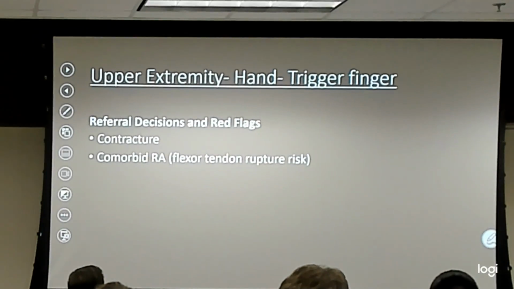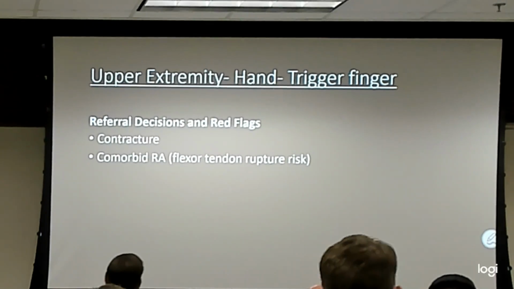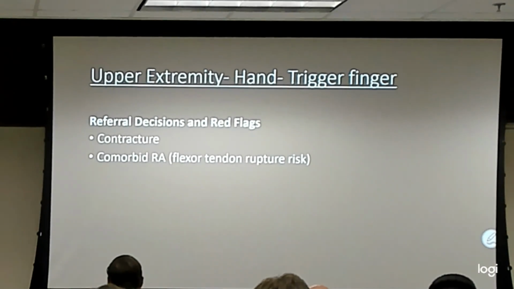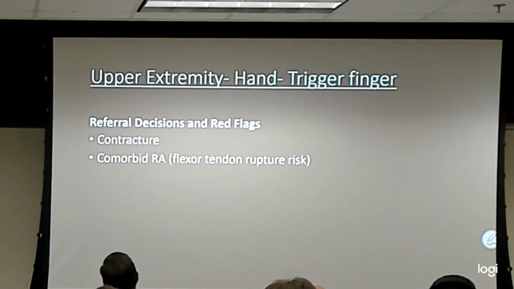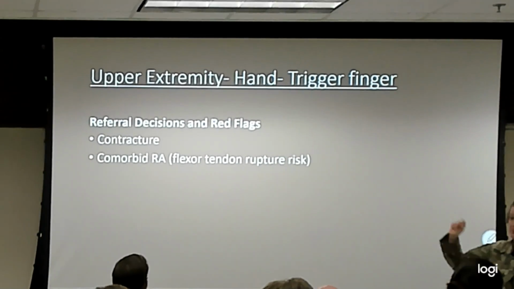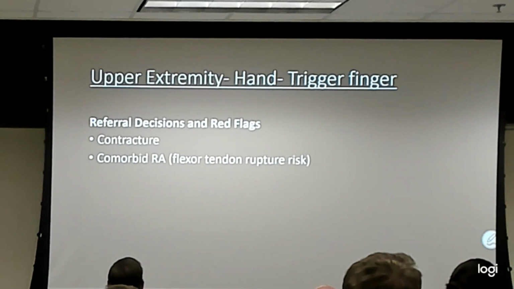So who needs to go see orthopedics for a trigger finger? If they have already started restricting their range of motion to the point where they've developed a contracture, or if they have comorbid rheumatoid arthritis. That is because the tendons in a patient with rheumatoid arthritis are already very friable, and we're going to worry then that they're going to push to that flexor tendon rupture, and then we'll be in that flexor tendon injury section we saw above.